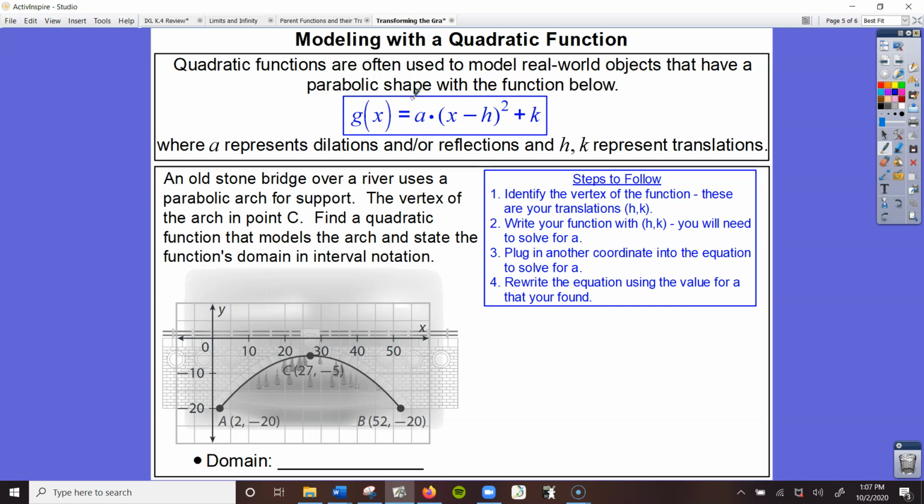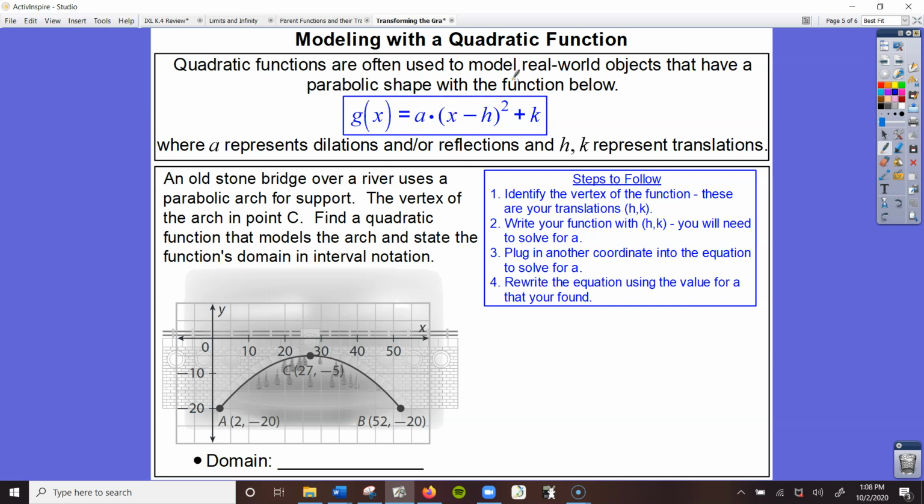Now a represents any dilations and/or reflections that may be present on your graph. And the good thing about quadratics is that any kind of horizontal or vertical dilation, we can just state as a vertical dilation. That's because a horizontal stretch is the equivalent to a vertical shrink, or a horizontal shrink is the equivalent to a vertical stretch. So we can just do it like that. We don't have to complicate our lives trying to figure out what the horizontal dilation is.